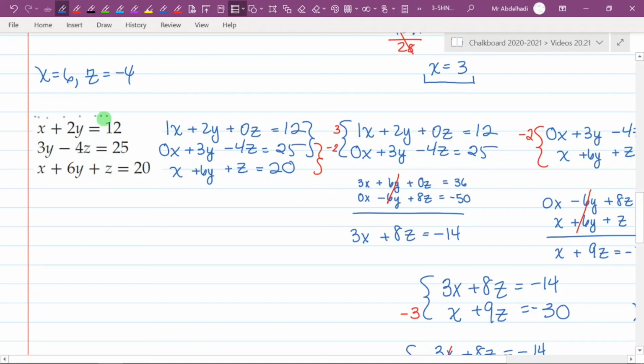And it looks like the top one would definitely have been the easiest one because the numbers are small and you just plug in a 6 there, all right? So subtract 6 from both sides. This becomes 2y equals 6, so y equals 3.